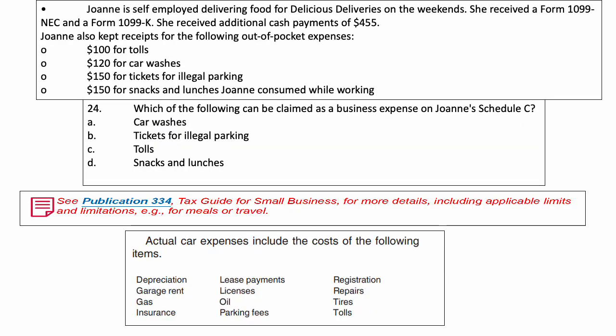So here's an example, another question 24 in the 2022 exam. Which of the following can be claimed as his business expense in Joanne's Schedule C? Joanne's self-employed, delivering food for delicious deliveries, and she kept receipts for the following out-of-pocket expenses. $100 for tolls, $120 for car washes, $150 for tickets for legal parking, $150 for snacks and lunches Joanne consumed while working.